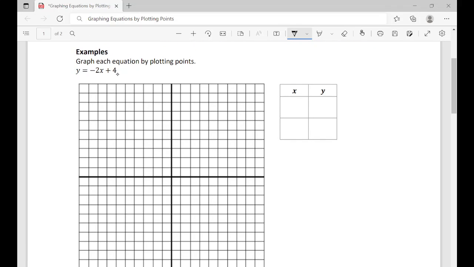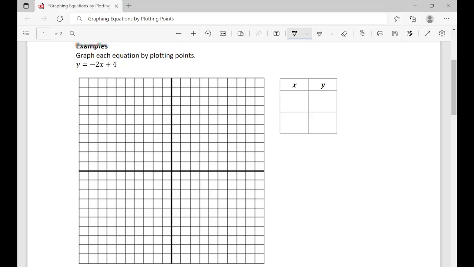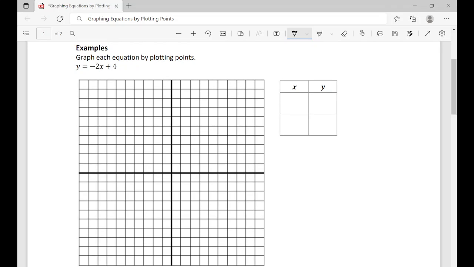So we're going to graph this first linear equation, y equals negative 2x plus 4, by plotting points. I'm just going to pick a couple values for x since it's already y equals. I'm just going to let x equal 0 and x equals 1. Just small, easy numbers. Don't have to go overboard on it. So for x equaling 0, I'm going to plug that in, and I'm going to get y equals negative 2 times 0 plus 4, which is going to give me y equals positive 4. So I know that when x is 0, y is 4.